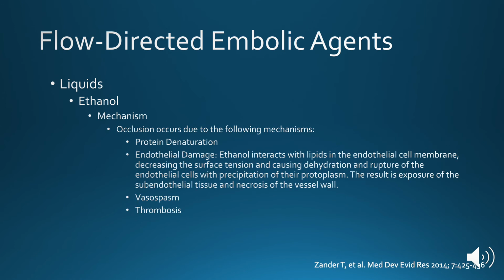When using alcohol, occlusion occurs due to the following mechanism. Protein denaturation occurs, and endothelial damage occurs as well. The ethanol interacts with lipids in the endothelial cell membrane, which decreases the surface tension and causes dehydration and rupture of the cells with precipitation of their protoplasm. The result is exposure of the subendothelial tissue and necrosis of the vessel wall. Alcohol also leads to vasospasm, and ultimately all of these mechanisms lead to thrombosis.